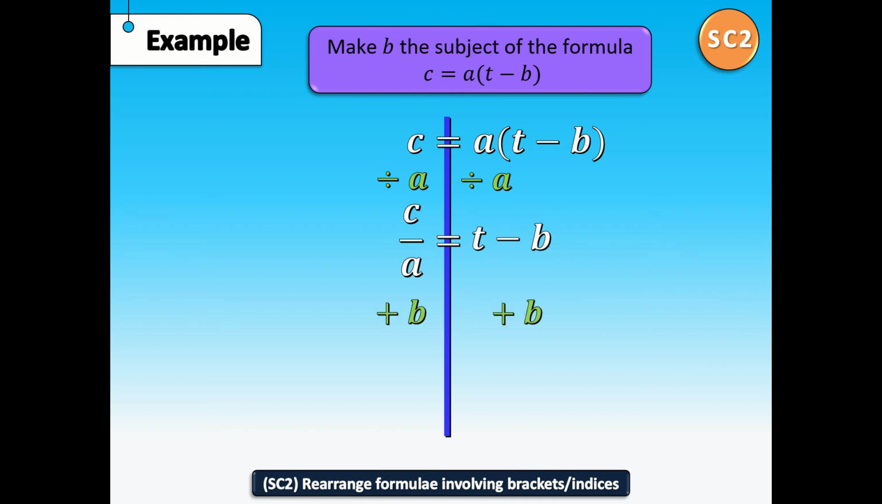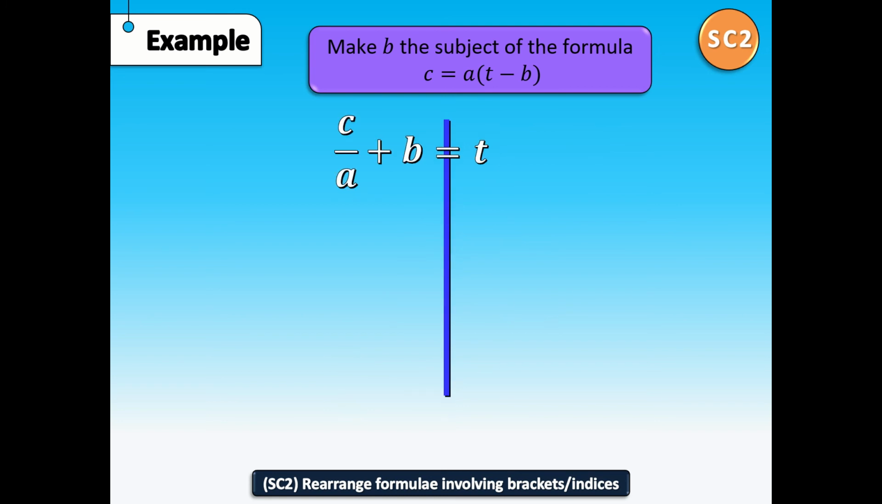Then to get rid of the minus on the B, we can add B to both sides. So we get C divided by A plus B equals T. Then we can take away C over A from both sides. So we get B equals T minus C over A.